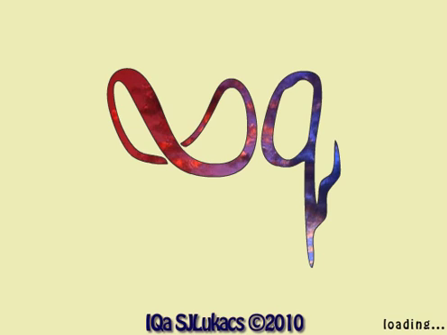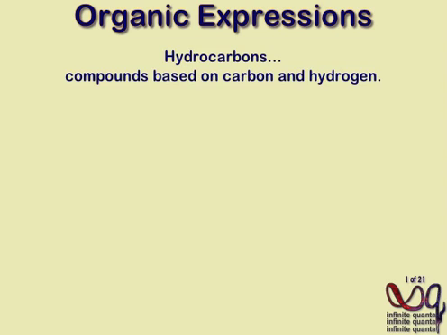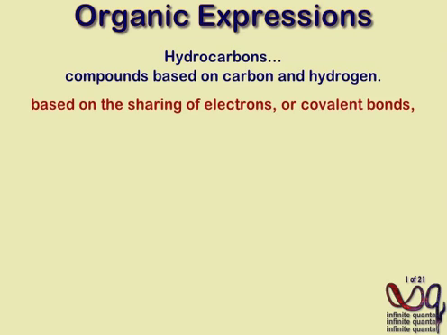Okay, hydrocarbons. Carbon and hydrogen compounds. Those are the main. Okay? You can also have oxygen, nitrogen, halogens, which are fluorine, chlorine, iodine, but mainly carbon and hydrogen. That forms the backbone. And all of these are going to be covalently bonded.